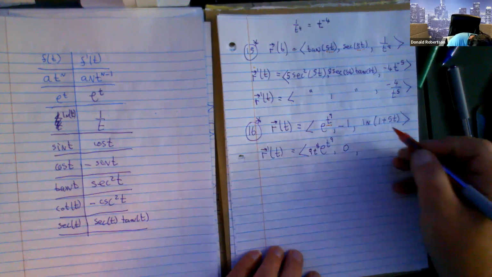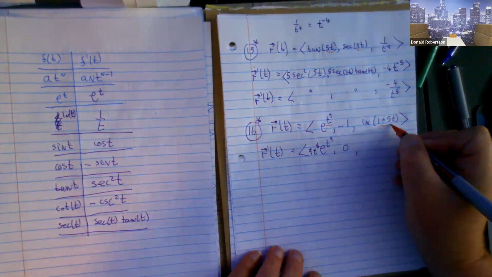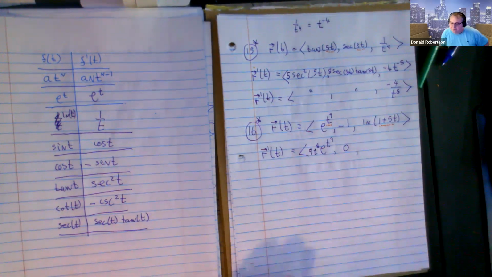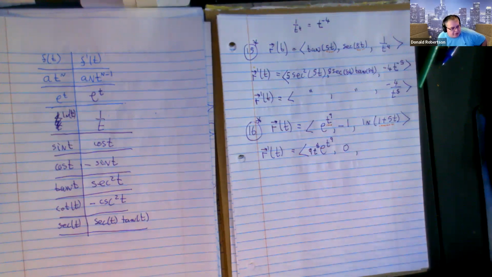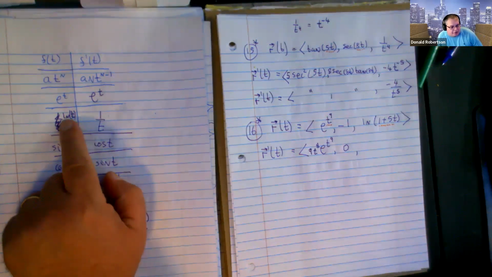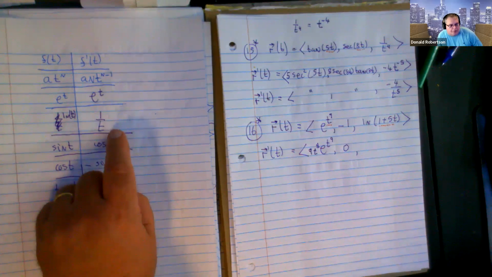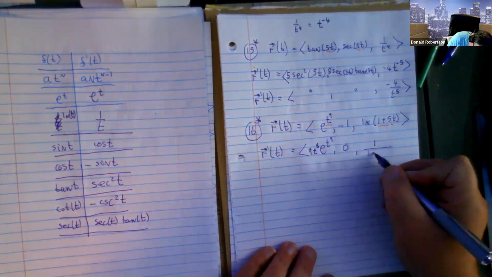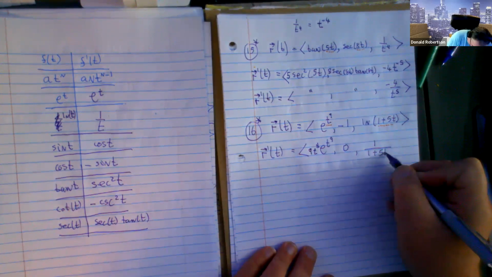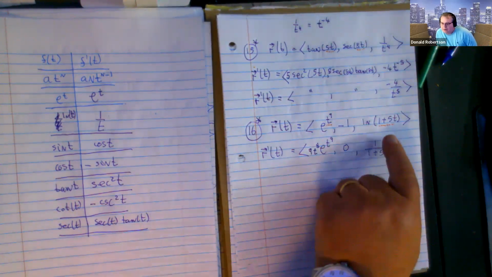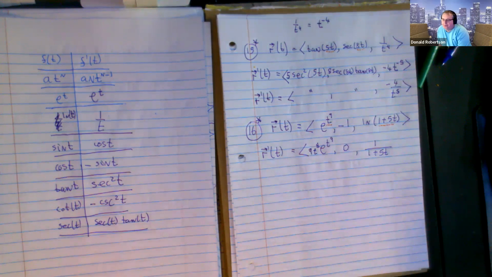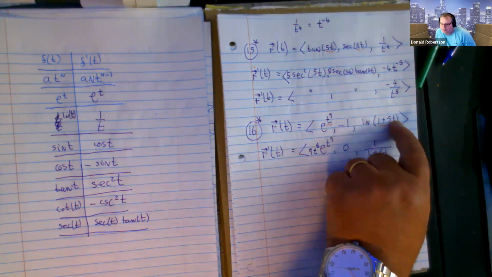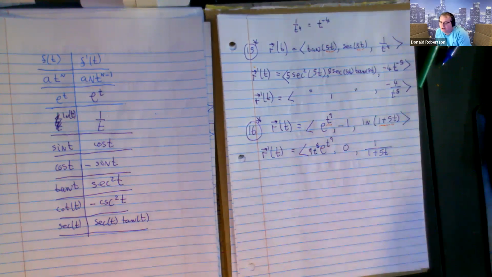And this fella is a chain rule. It's a log of somebody. And if you want to differentiate the log of somebody, the answer is 1 over that somebody. So it's going to be 1 over 1 plus 5t, times what number? It's not just 1 over 1 plus 5t. What's the derivative of the inside function going to give me?